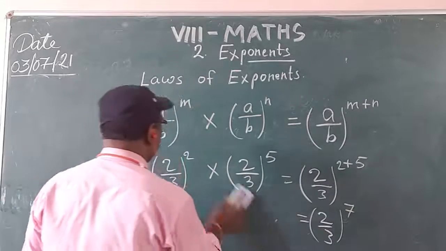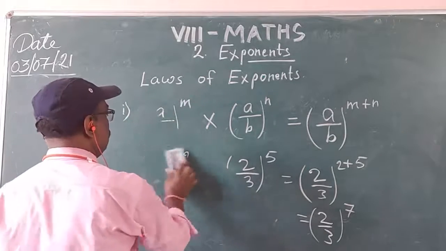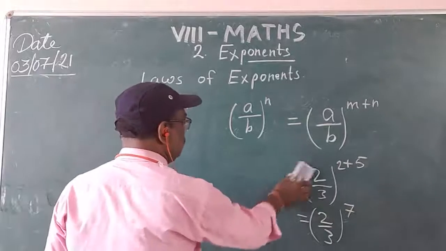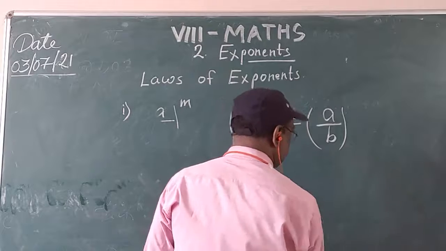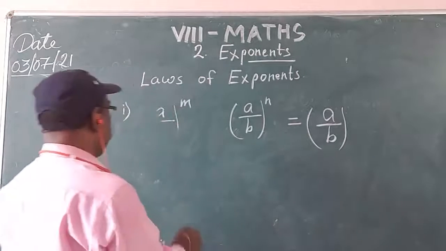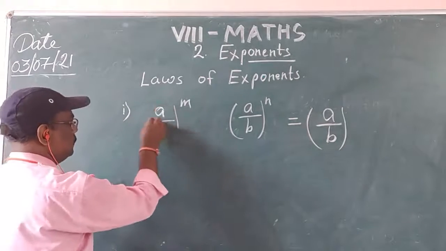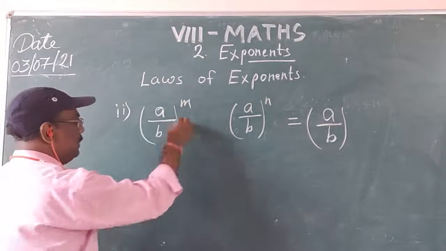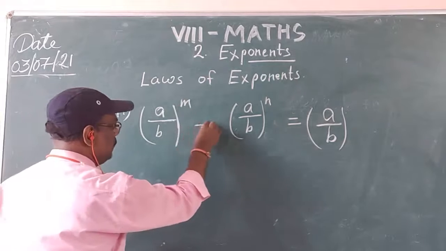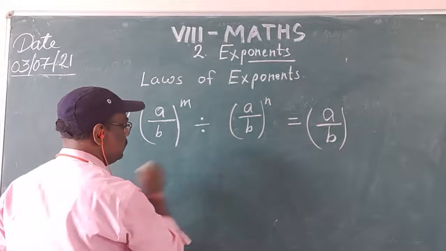Now the second law. In place of multiply, if they give you divide, then what are you going to do? Suppose the question remains the same, A by B to the power n divided by A by B to the power n. This is the second law, and in the first one we had multiplication, now it is division.